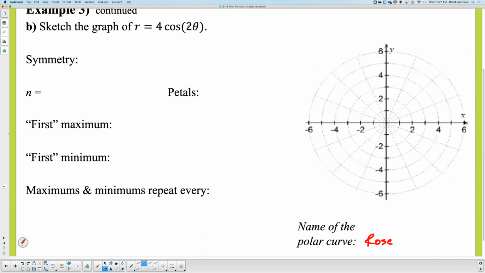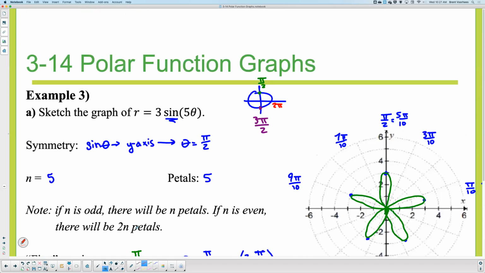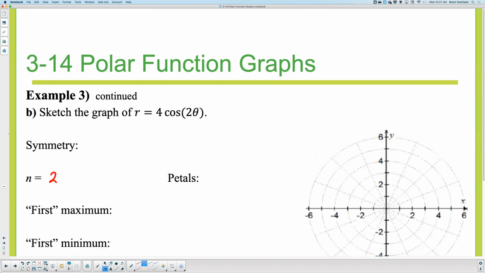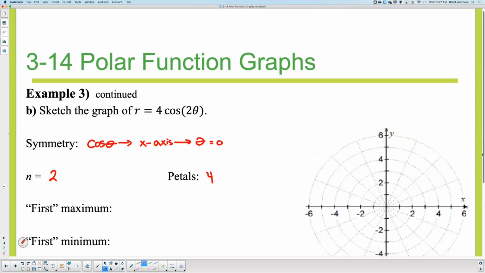That inner letter they call an N. What is our N on this one? 2. Now, go back to that note on the previous slide. If N is odd, there will be N petals. If N is even, there will be 2N petals. There will be 4 petals. Good. The symmetry, because this is cosine. Cosine has symmetry with which axis? The x-axis, which is theta equals 0, good.